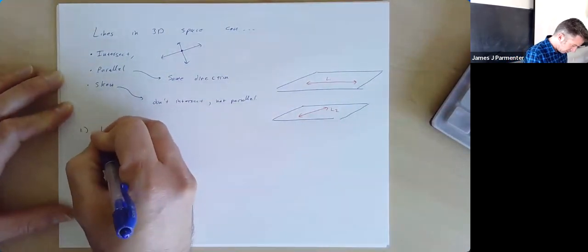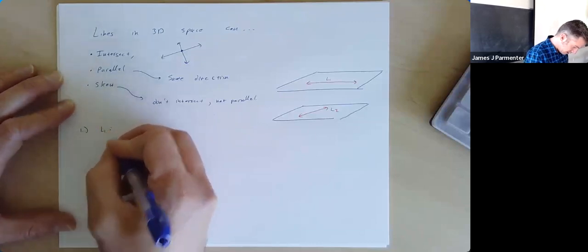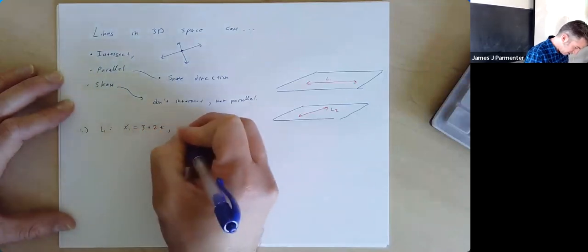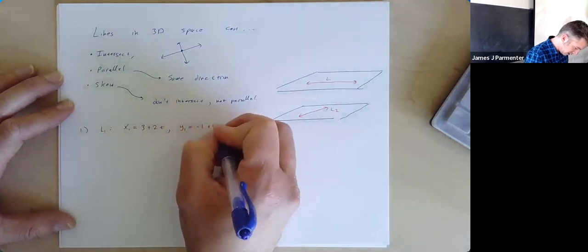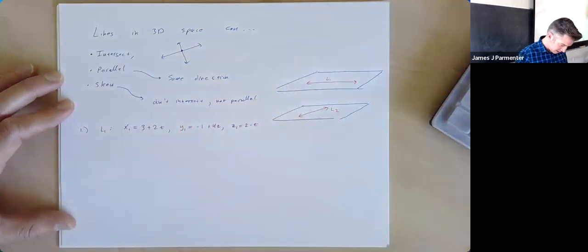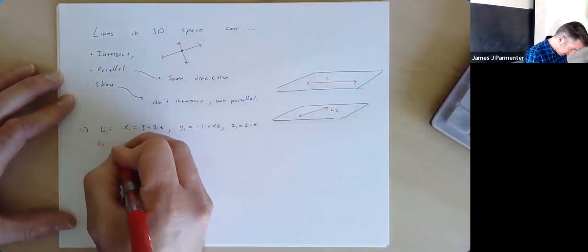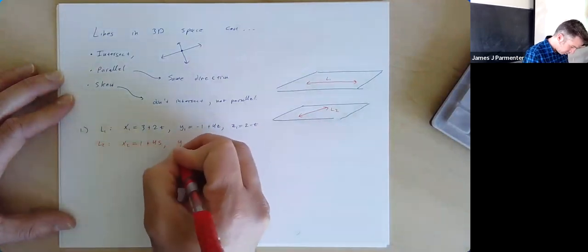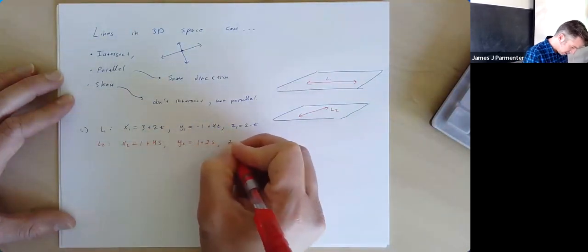So here's line 1. It is given by the parametric equations x1 equal to 3 plus 2t, y1 equal to -1 plus 4t, and z1 equal to 2 minus t. Line 2 is given by x2 equal to 1 plus 4s, y2 equal to 1 plus 2s, and z2 equal to -3 plus 4s.